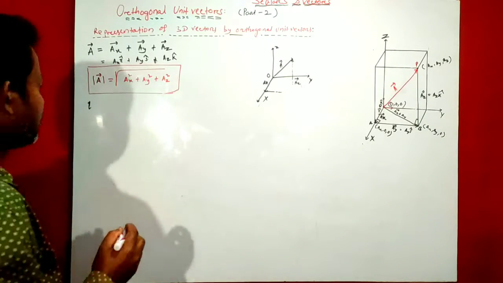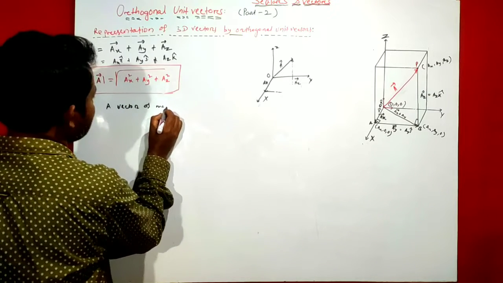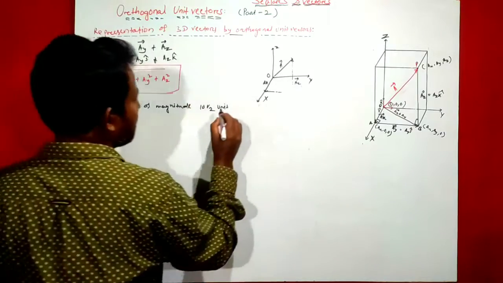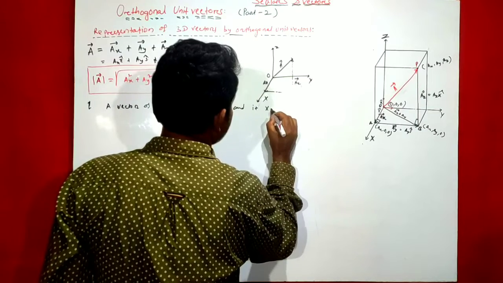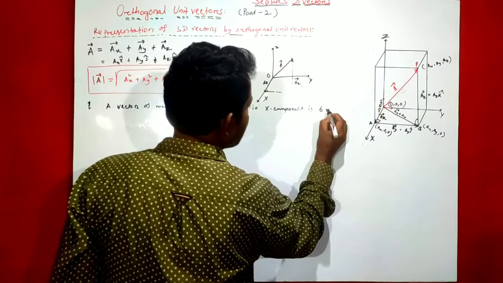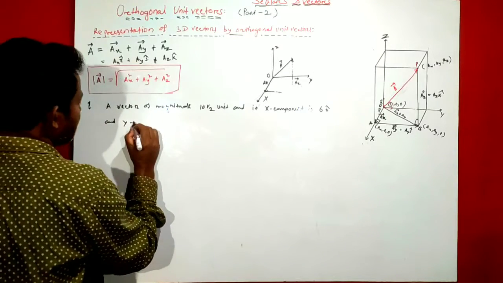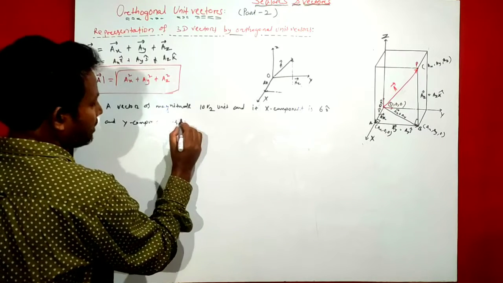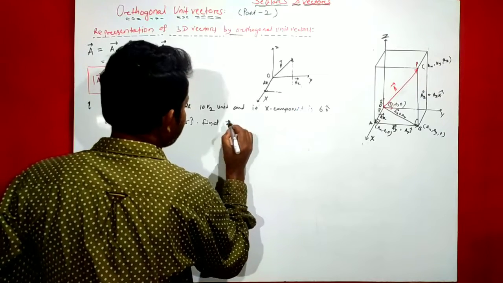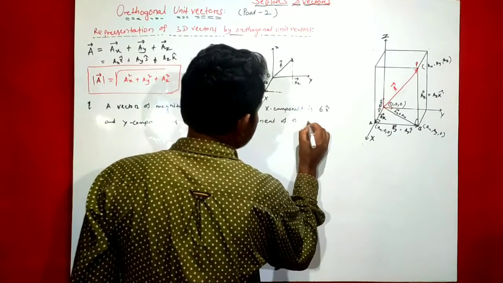Question number 1. A vector of magnitude 10 root 2 unit, and its x component is 6 I cap and y component is 8 j cap. Find the z component of the vector.